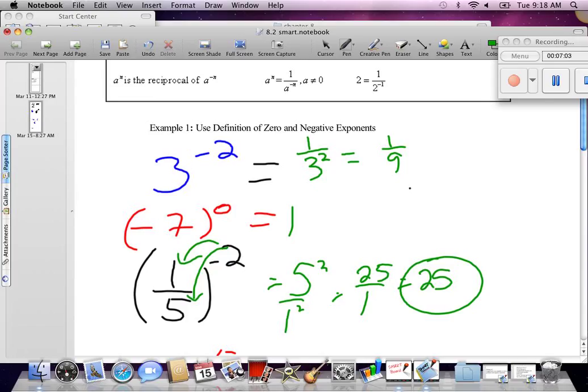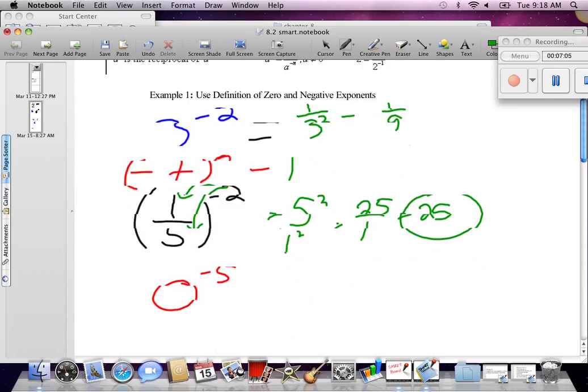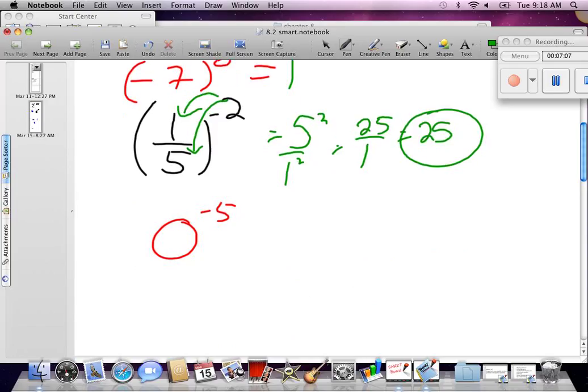Okay. You guys want to do another example? How many of them? Okay. What's 0 to the negative 5th power? 0. Because even if you flip it, anything is 0. 0 over 1, 1 over 0, it's all 0.